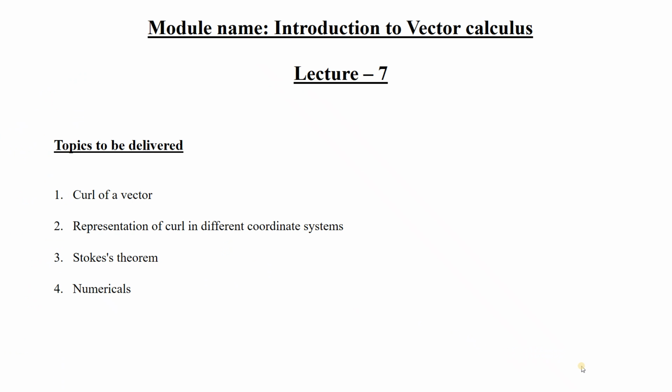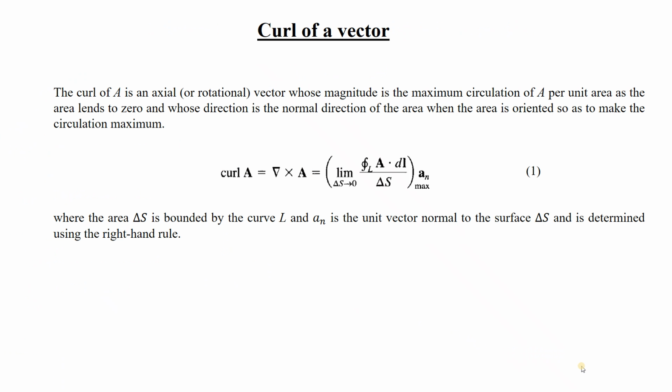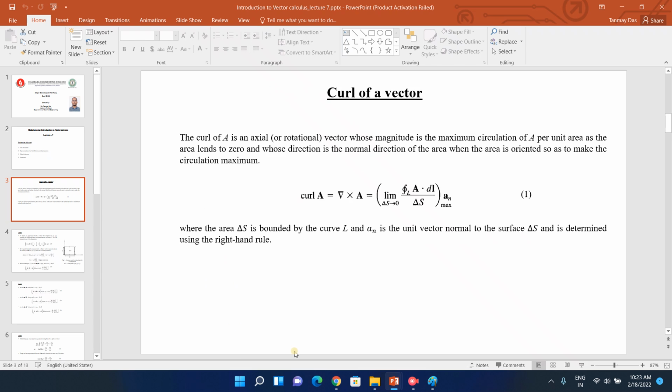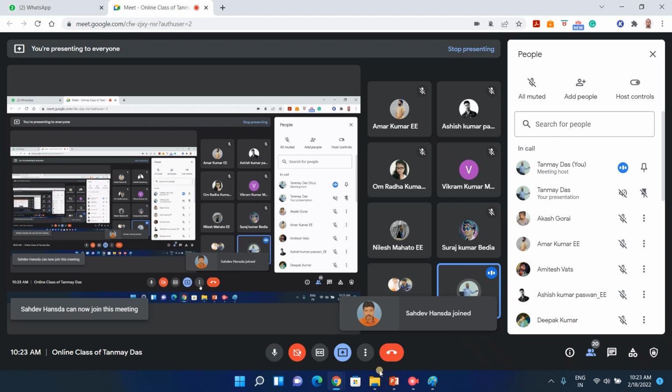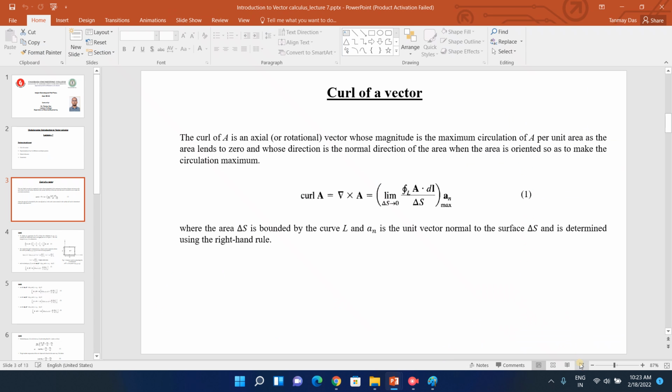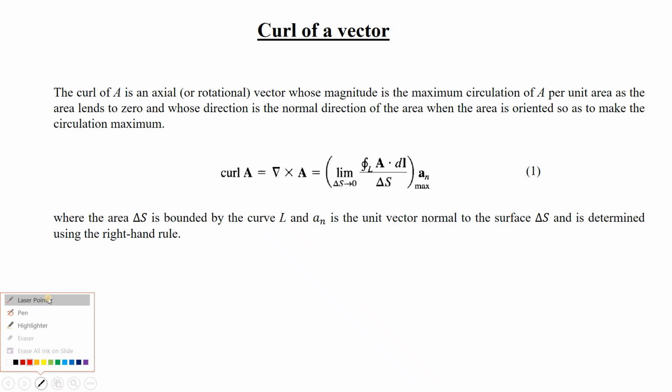So now let us move forward to the curl of a vector. The curl of a vector is another operation that we have already talked about, that is the cross product of a del operator and a vector. That means the cross product of a del operator and a vector is called the curl of a vector. So what is the definition of curl of a vector? Curl means it is actually a rotating vector, a vector which is rotating.